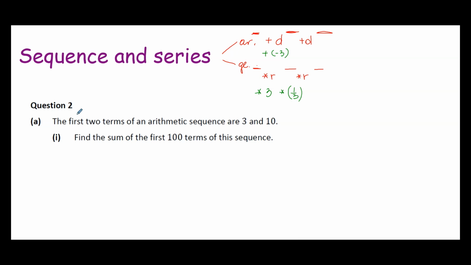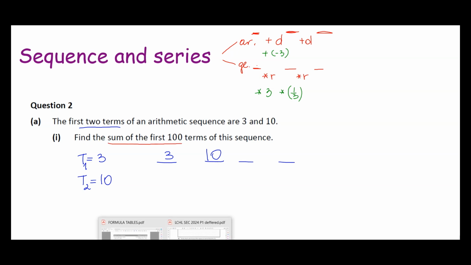So let's have a look. The first two terms of an arithmetic sequence are 3 and 10. So first two terms, so term 1 is 3, and then the next, term 2, is 10. So I have 3, and then I have 10, and then other numbers, isn't it? So what do I need to do with it? I need to find the sum of the first 100.